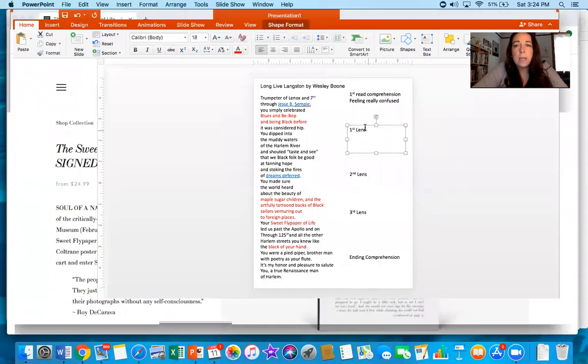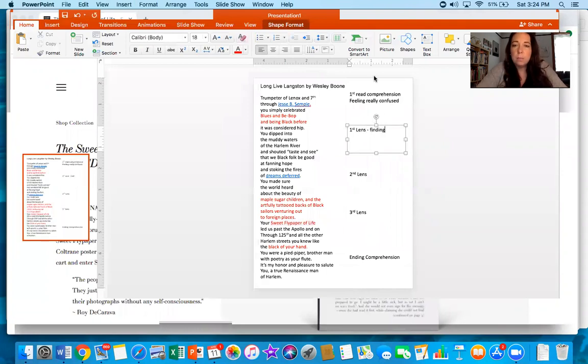Okay, so my first lens, what I was working on, is finding meaning of what's confusing. Now, when you do poetry, before you can really get to allusions, you have to know what the terms are and what the poem is saying. So even though I can read all of the words on here, I didn't know who Jessie B. Semple was until I did a Google search. So the first thing you have to do with poetry is uncover some meaning. Now the second lens, I want to focus on rhythm.